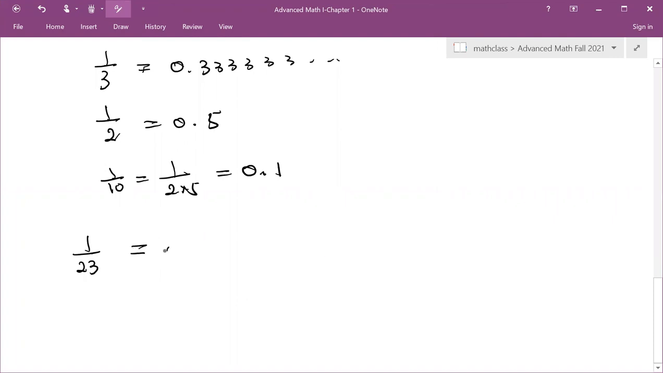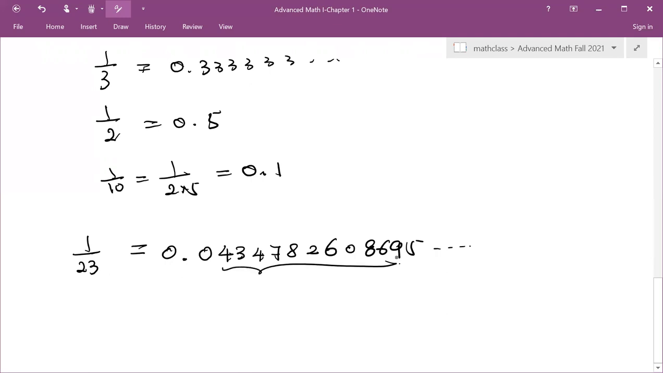You can use a calculator. You will see that it's going to be 0.0434782608695... Wow! So it looks like it is not a repeating decimal, right? But actually, this part will be repeated. There are so many digits here, all different, but this will be repeating.